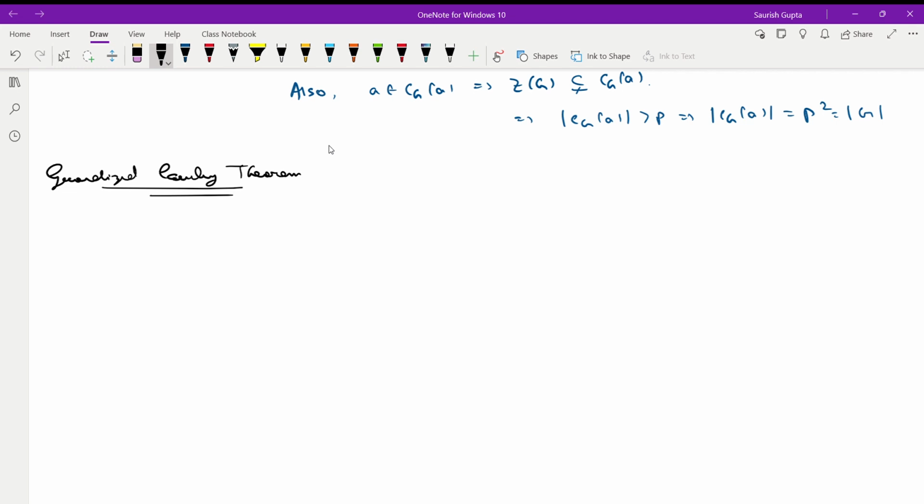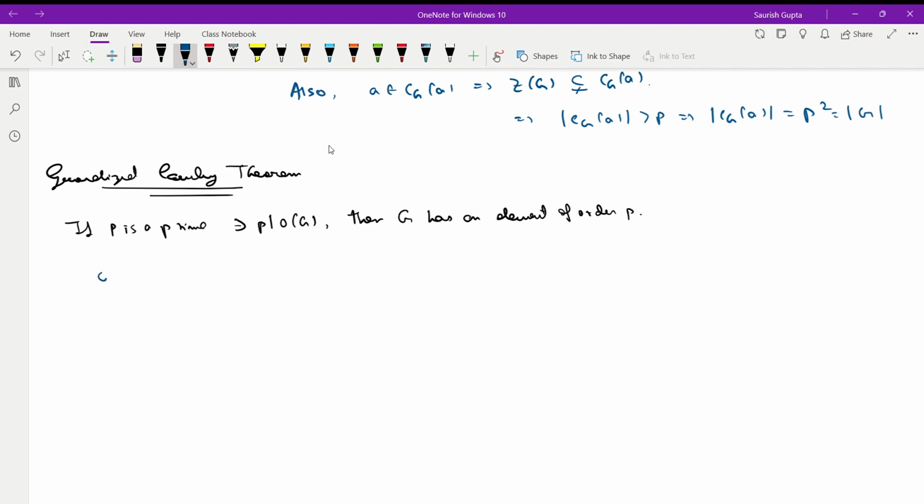The generalized Cauchy theorem. What does it say? It says that if P is a prime such that P divides the order of a group G, then G surely has an element of order P. Okay. How do we prove this? So the method we will be using is the strong principle of induction.